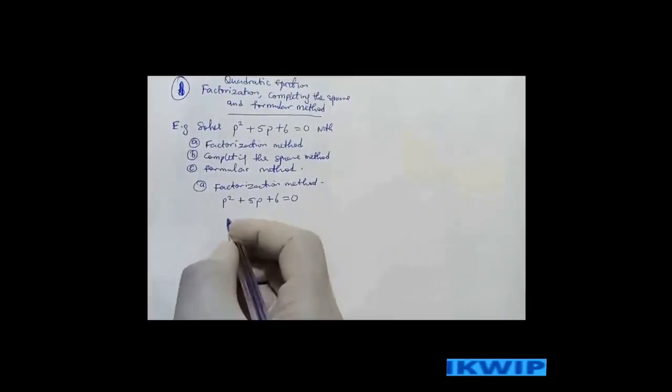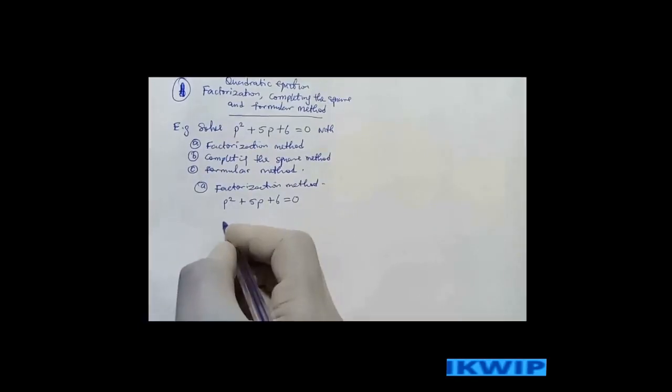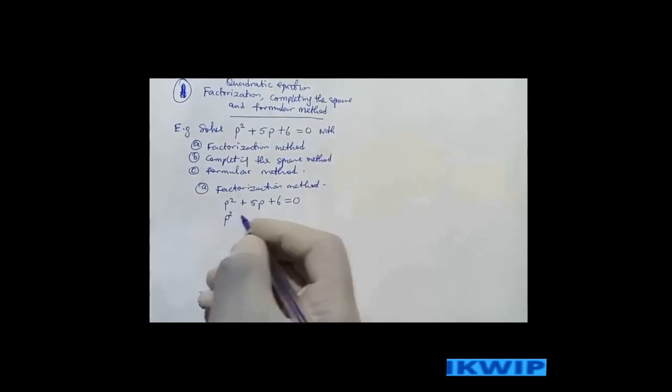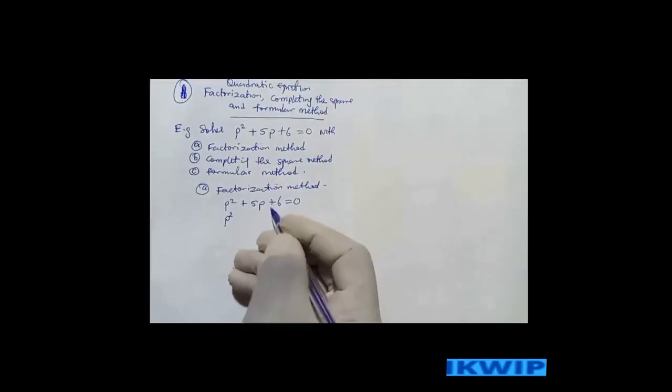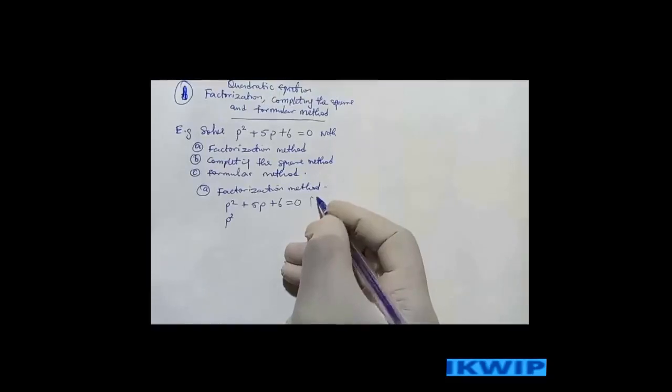Quadratic equation. There are many ways this can be solved. We have the factorization method, completing the square, and the formula method. But here I'm going to be looking at the factorization method. Let's say p squared plus 5p plus 6 is equal to 0.